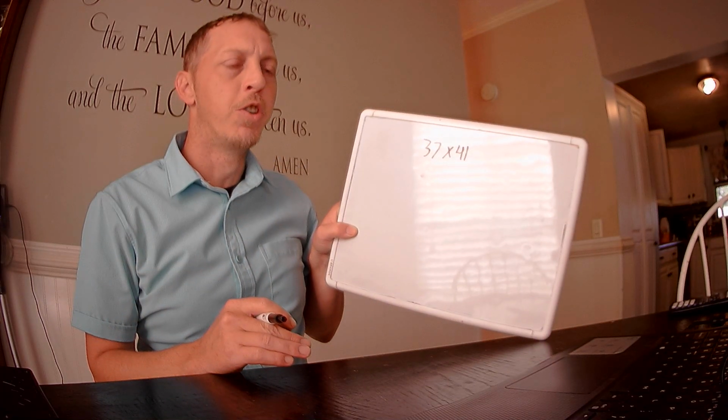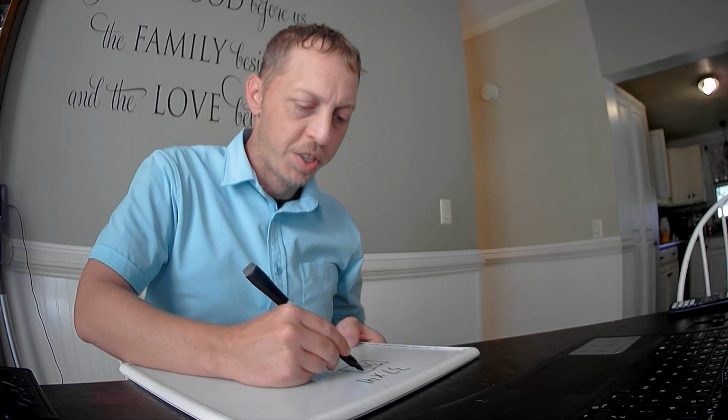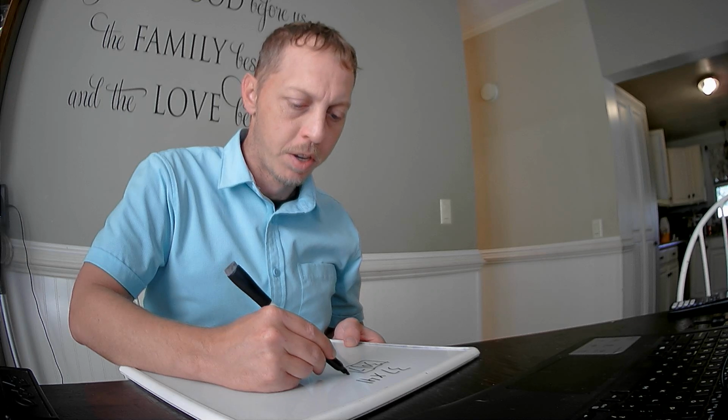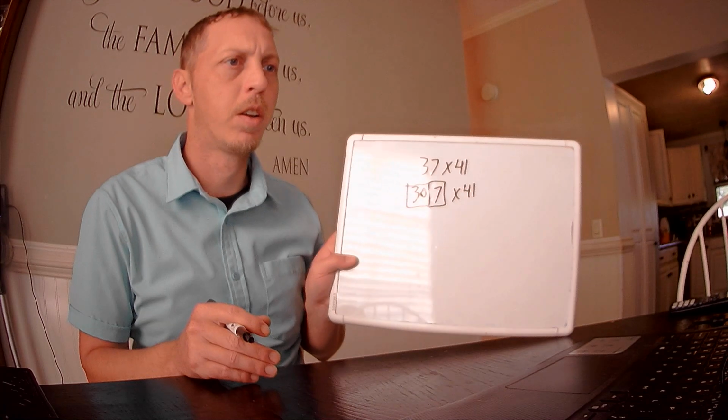So let's go with another one. I'll show you another example. It'll be 37 times 41. All right. So 37 times 41, I'm going to chunk this into a box. So I'm going to go 30 in one box because that's my tens. And I'm going to put 7 in another box times 41. Just like that.